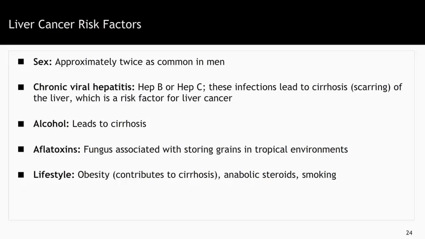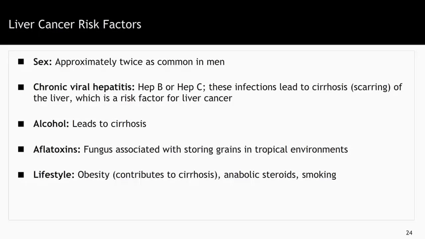What are the risk factors for liver cancer? Male sex, approximately twice as common in men as women. The major risk factors, though, for liver cancer involve chronic diseases of the liver: chronic viral hepatitis, hepatitis B, and hepatitis C. These infections lead to cirrhosis, which means scarring of the liver, which is the biggest risk factor for liver cancer. The chronic damage leads to genetic damage, which leads to liver cancer.